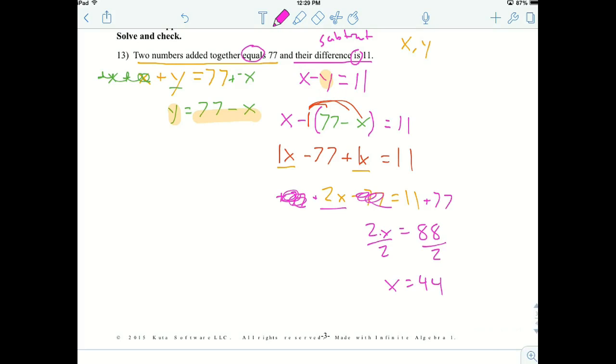Just like before, when we solved one of those for y or for a different variable, we can use that to plug it back in. So if I know x is 44, I'm going to take this equation here, y equals 77 minus x, or minus 44. So I replace x with 44, and since those parentheses have only one thing inside, we can just not write it with the parentheses if that makes it easier. y equals 77 minus 44 is going to be 33.